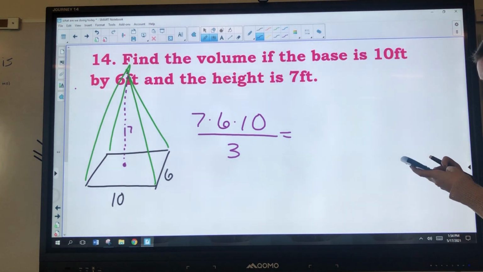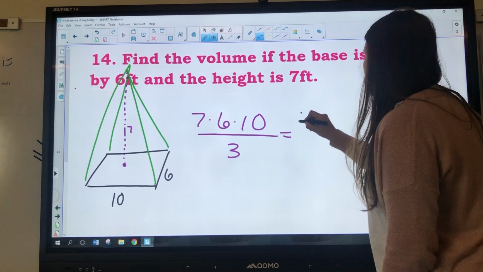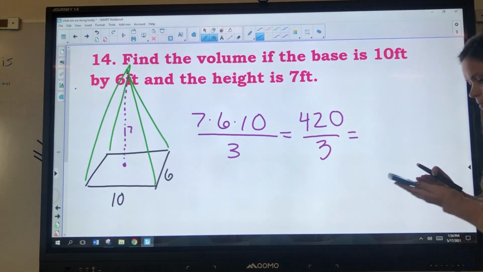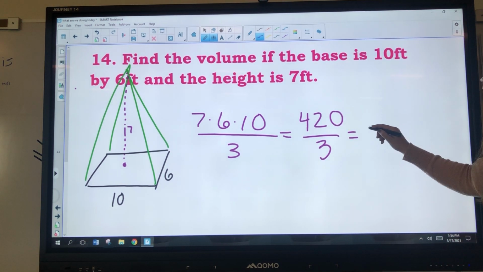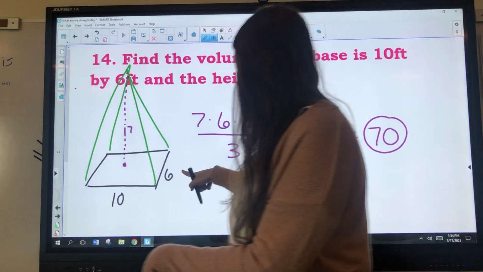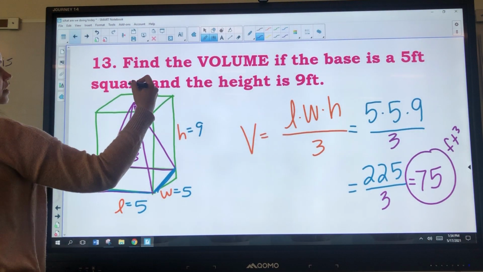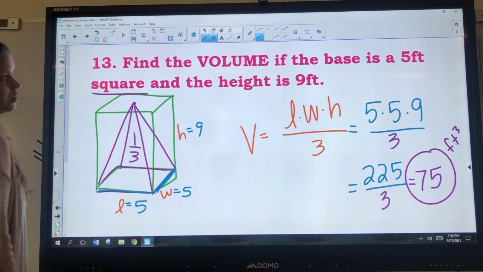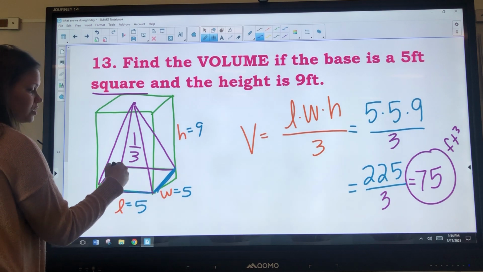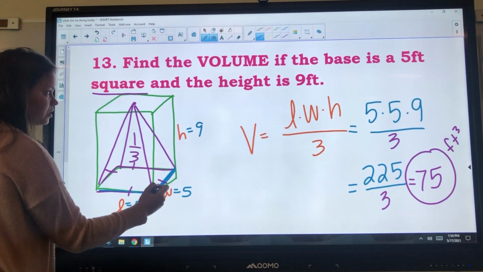7 times 6 times 10 is 420. Divided by 3 is pretty. Why do we have 2 pretty ones? We probably have 2 pretty ones so that I can point out this is a rectangle versus this is a square. Because people will just do 5 times 9, but it's 5 times 5 times 9 because a square would be 5, 5, 5, 5.